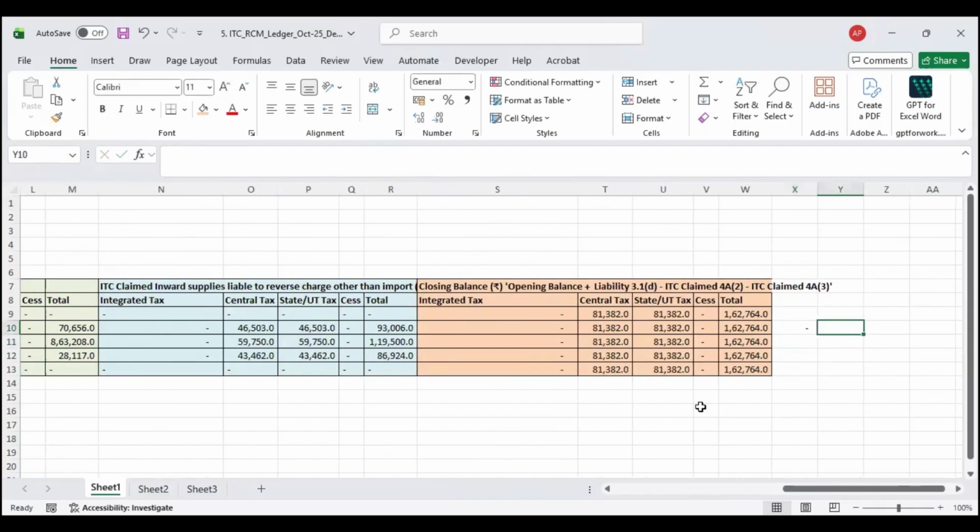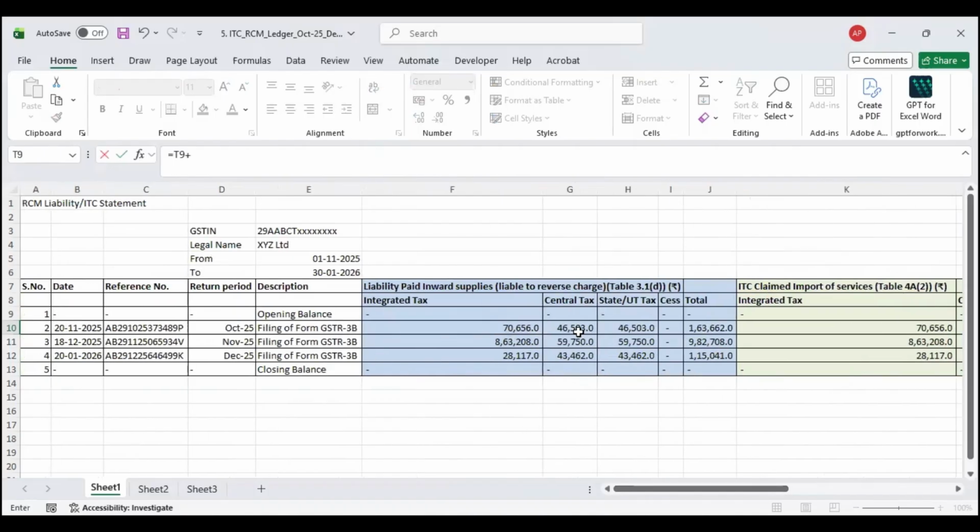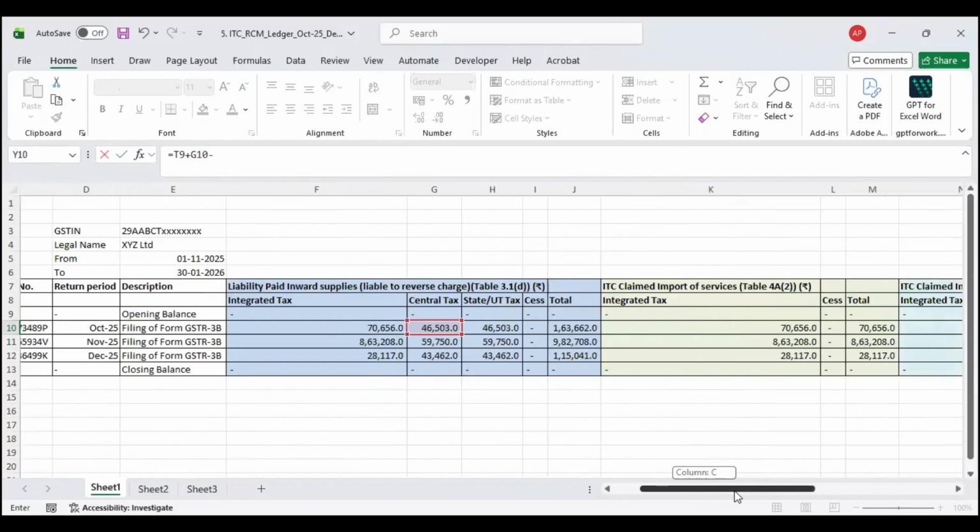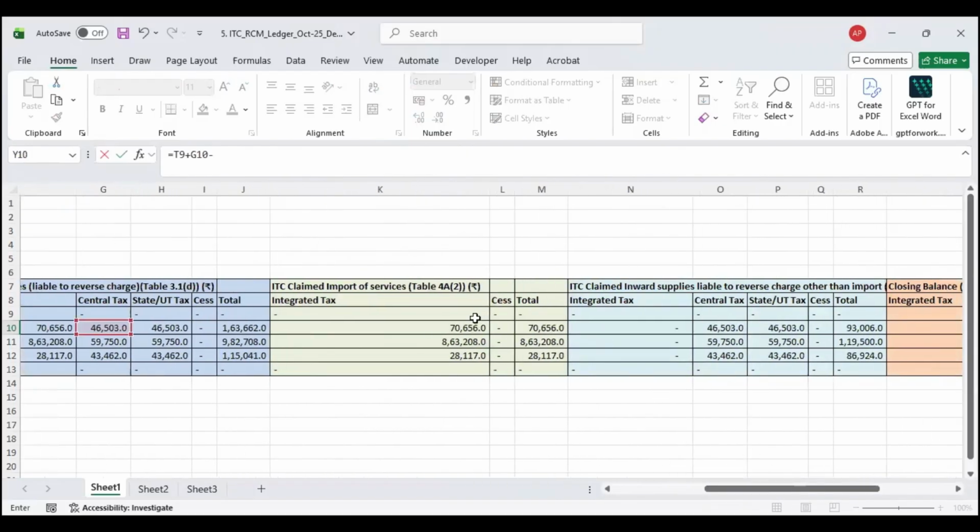Cross check. Similarly, let's do it for CGST. My opening balance of CGST is 81,000. To this, I have paid 46,000 during the month, right? So from this, how much can I claim? On account of 4A2, there is no CGST. On account of 4A3, here I have 46,000.